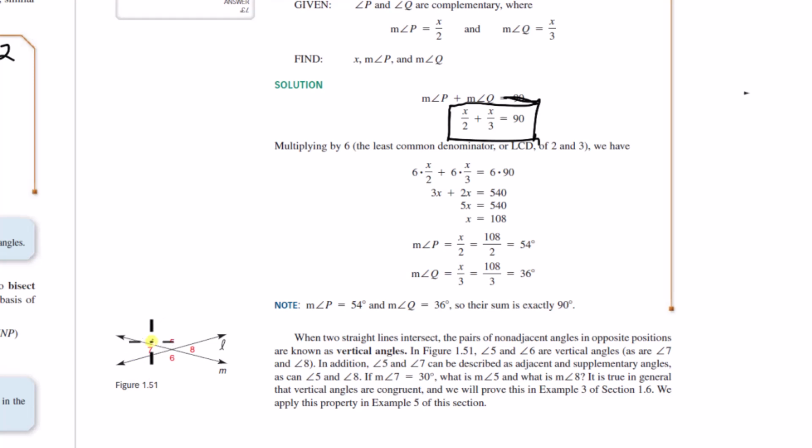Well, not all of them are adjacent. You have two adjacent angles and then two other adjacent angles. Why aren't they all adjacent? Well, is angle 6 adjacent to angle 5? No, they don't share a common side. They have a common vertex, but they don't share a common side. Angle 6 is adjacent to angle 8. Angle 5 is adjacent to angle 7.